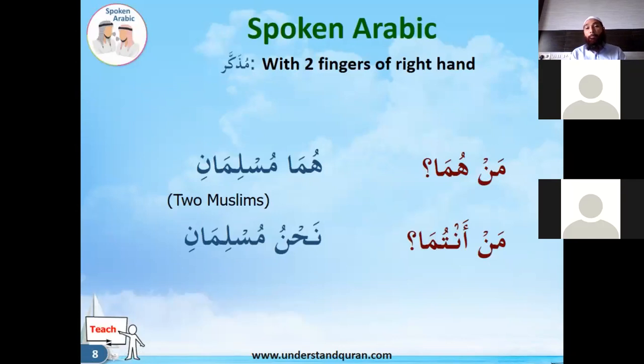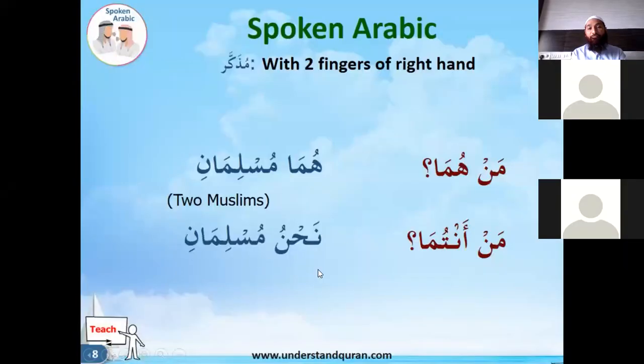And if it is for plural, it will be man antuma, who are you two? Then Nahnu Muslimani. As you see here, the dual form of nahnu is also nahnu, which is same for plural, right? So first person is same, second person is not same. So third person huma remained huma, but second person was asking antuma, and the first person is answering nahnu. Nahnu Muslimani. So man huma, huma Muslimani. Man antuma, nahnu Muslimani. Okay, and here we have to keep that two fingers so that we know that this is dual. Muslimani, huma, antuma is all two people.